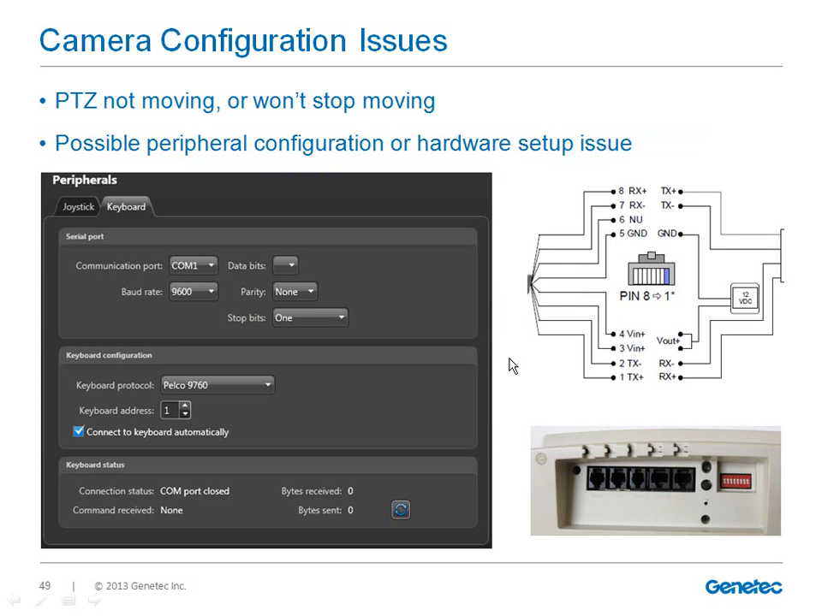You can check the settings in the peripheral section of the options in the security desk and the connection method for the keyboard or the joystick. It could also be a wiring issue or a problem with the dip switch settings. We can also test the analog keyboard or joystick with another PTZ camera to see if there's movement, if you've got one available.